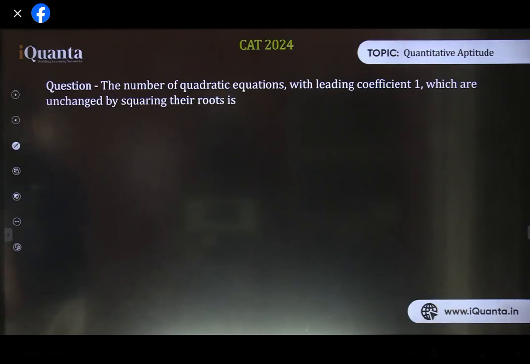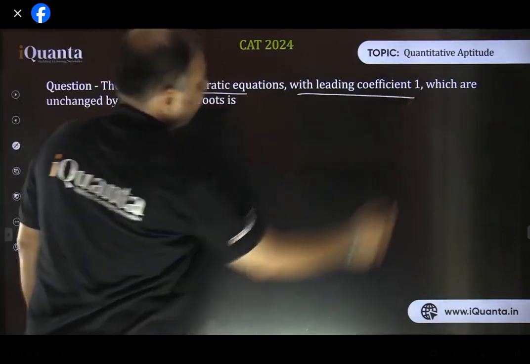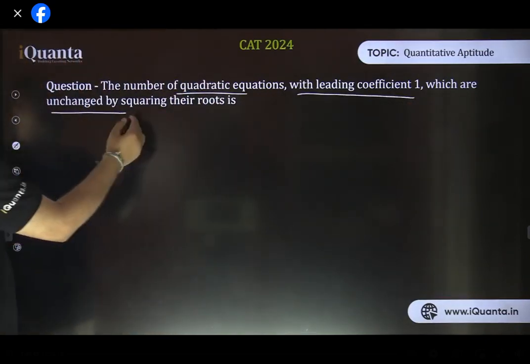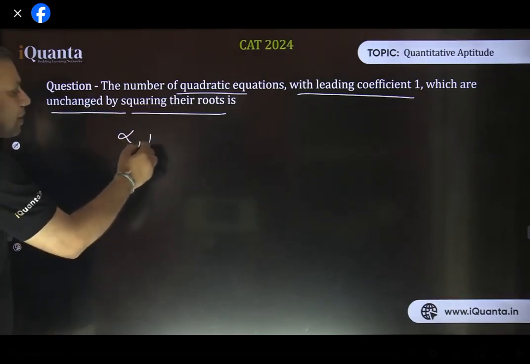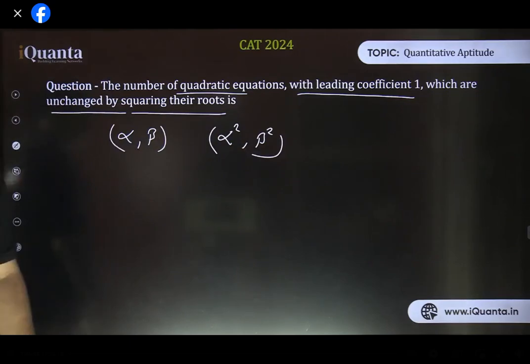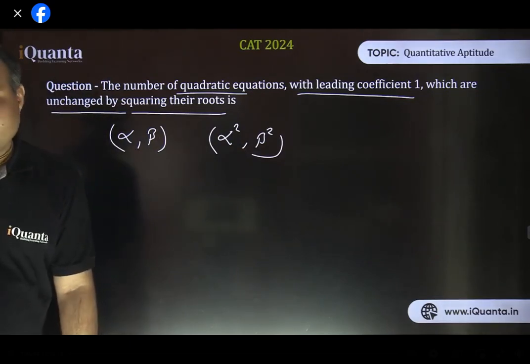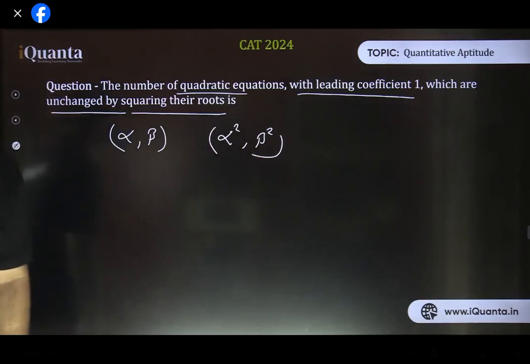This is also a previous CAT question, but let's do it together. I'm not giving you time. Let's solve it together. It says: the number of quadratic equations with the leading coefficient 1, which are unchanged by squaring their roots. What does it mean? It means if the initial roots were alpha, beta, and if we square the roots, that is alpha square, beta square, the equation doesn't change. So how many such quadratic equations with the leading coefficient 1 can there be? That's what we need to see here.